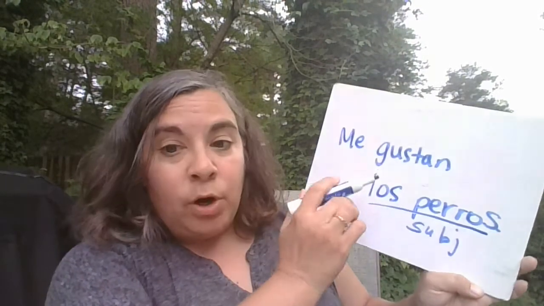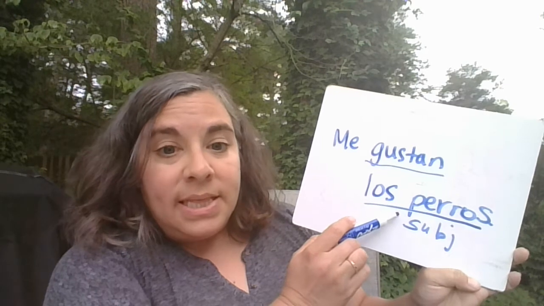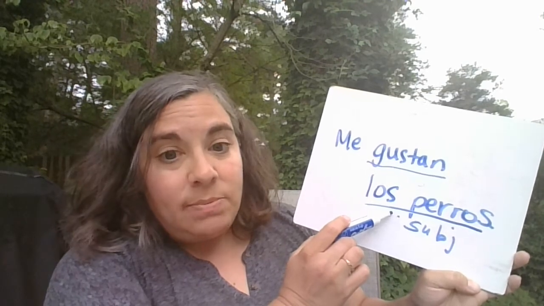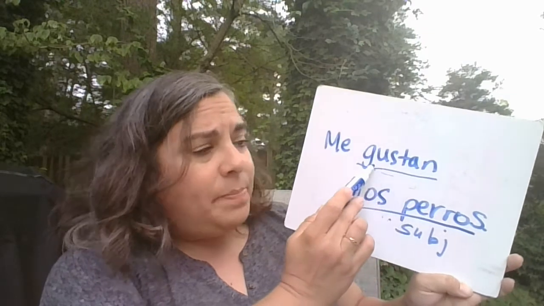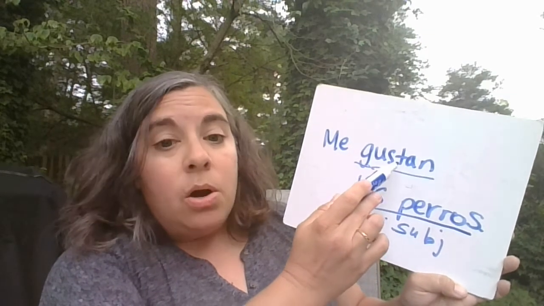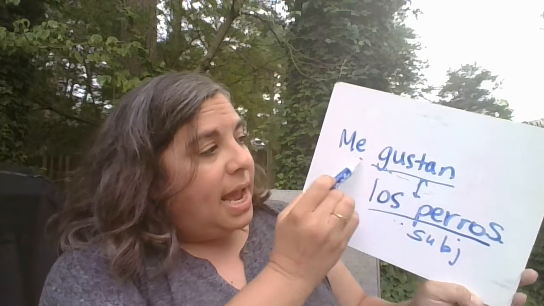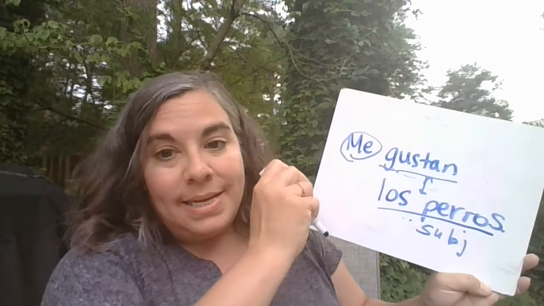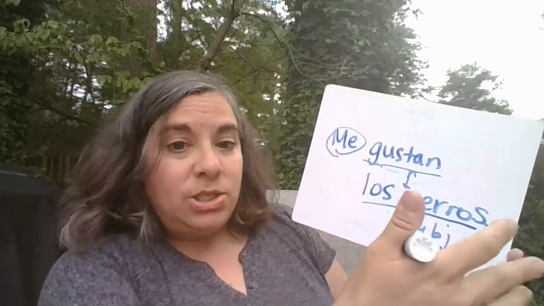This is our subject. And the verb has to agree with the number that's in the subject. So perros is plural. So we have to make the word gusta, gustan, to make it plural to agree here. And then me is to me. So it is pleasing to me. They are pleasing to me.